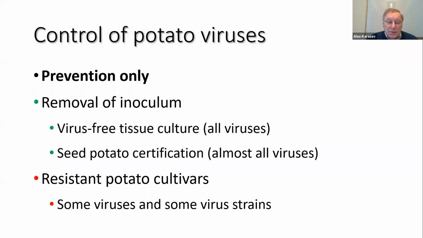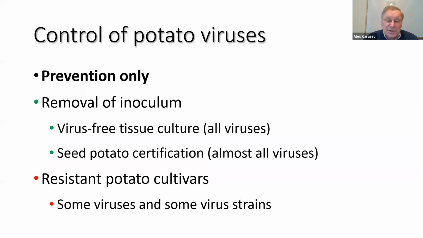And the second method for control that seems to be universal is development of resistant potato cultivars. This strategy hypothetically can solve all the problems for viruses, but it's not an easy process. Sometimes it takes a long time to create the resistant cultivar because of the complexity of the potato genome.